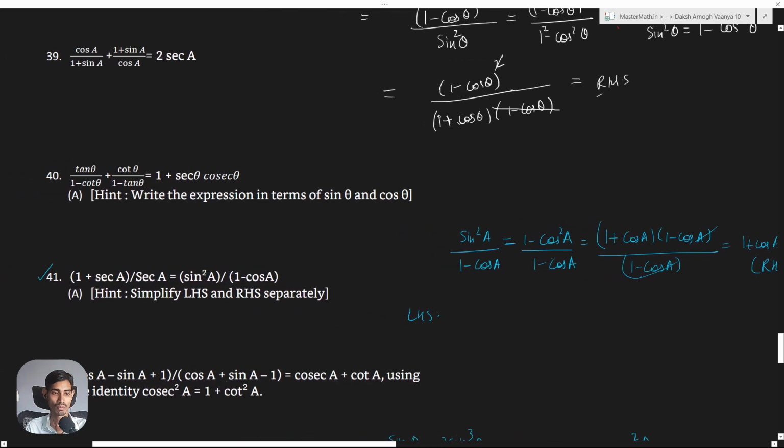From LHS we have 1 by 1 plus sec A by sec A. We can write it as 1 plus 1 by cos A, by 1 by cos A, and take the LCM and cancel cos A, and we get cos A plus 1. LHS equals RHS. Good. It was an easy question though.